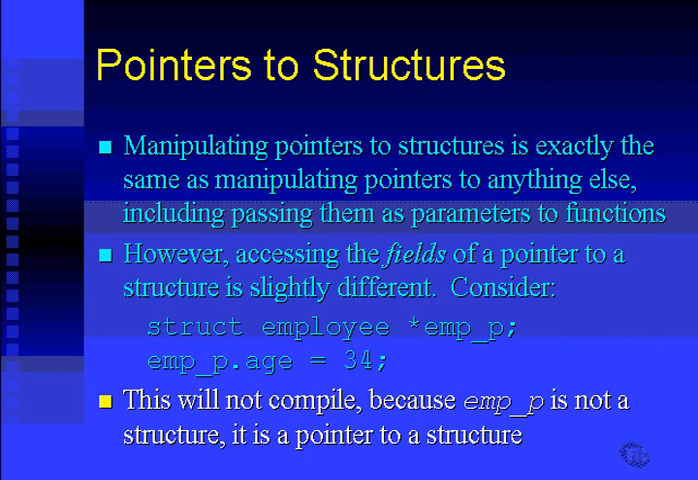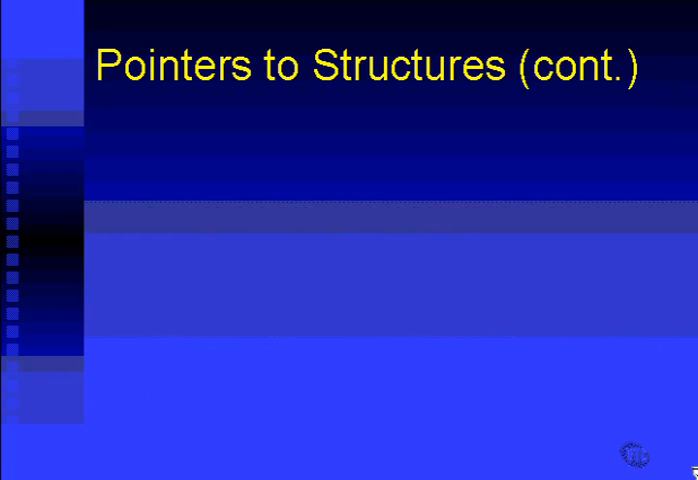If that's confusing to you, think about it in terms of integers. If you've got an integer called x and a pointer to an integer called ptr, then ptr itself will be a pointer to an integer, while asterisk ptr will be an integer. So hopefully in a similar way, asterisk emp_p will be a structure. Let's have a look at that.